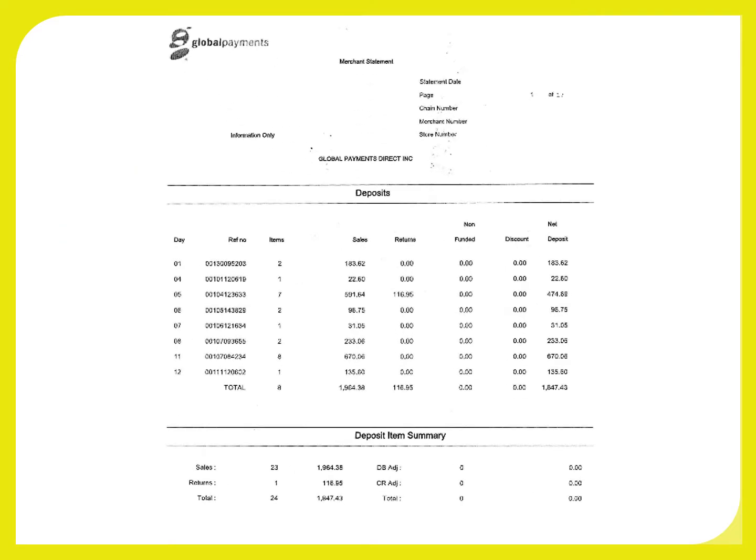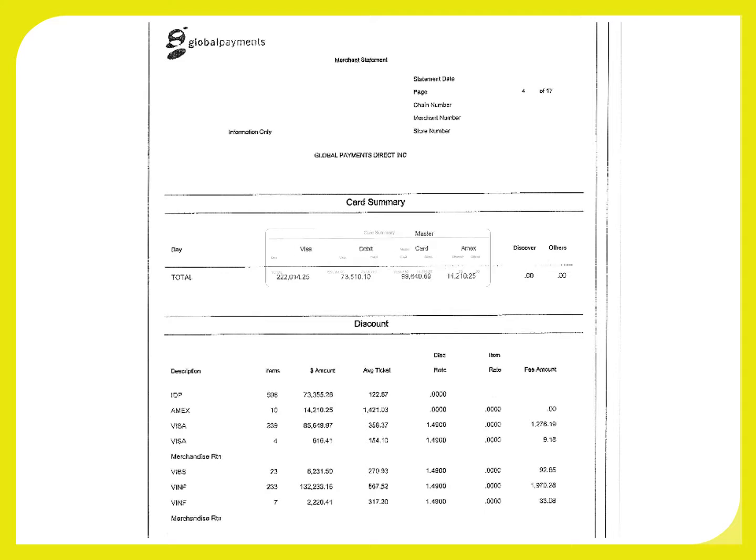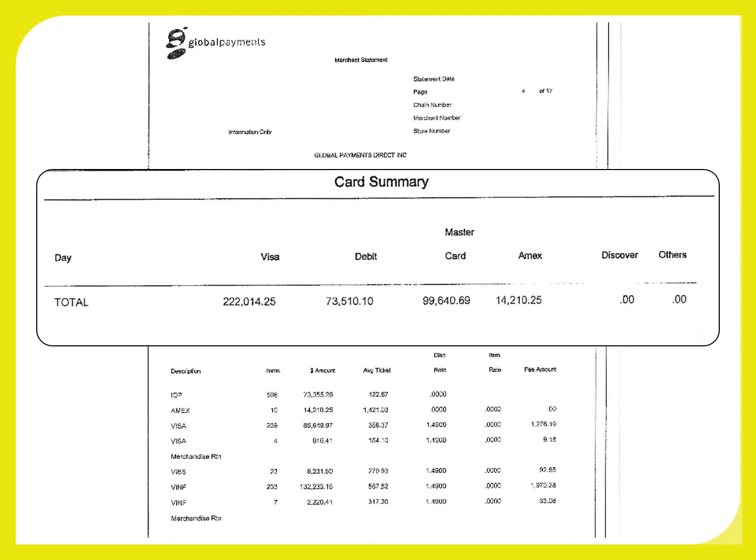This is your Global Payments merchant statement. The first page is where you'll find a list of each deposit into your account. On the next page, under Card Summary, you'll see all the brands of cards you've accepted and their total volumes.